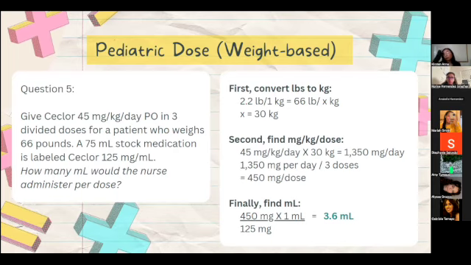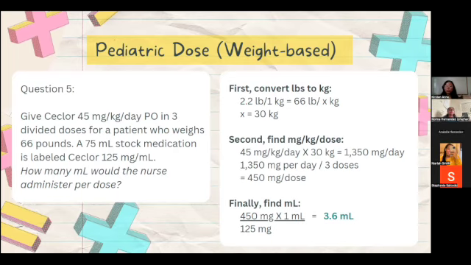The next thing that we want to do is finally find the weight-based dose and correlation, and then we got to add the kilograms. So we do 45 milligrams per kilogram, right? So we're just going to do 45 milligrams times what we just got, which was 30 kilograms. And you guys should get 1,350 milligrams per day.